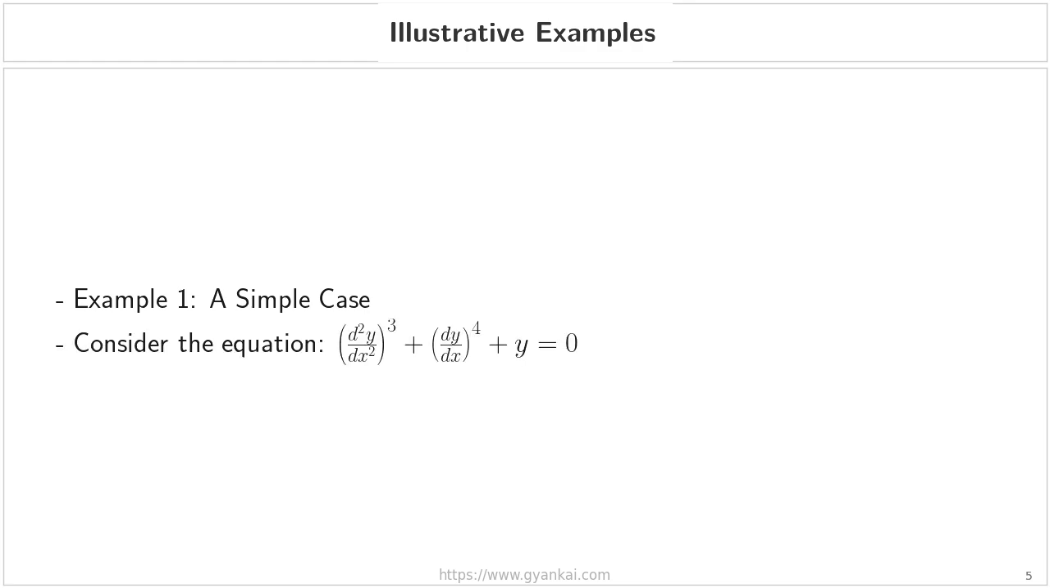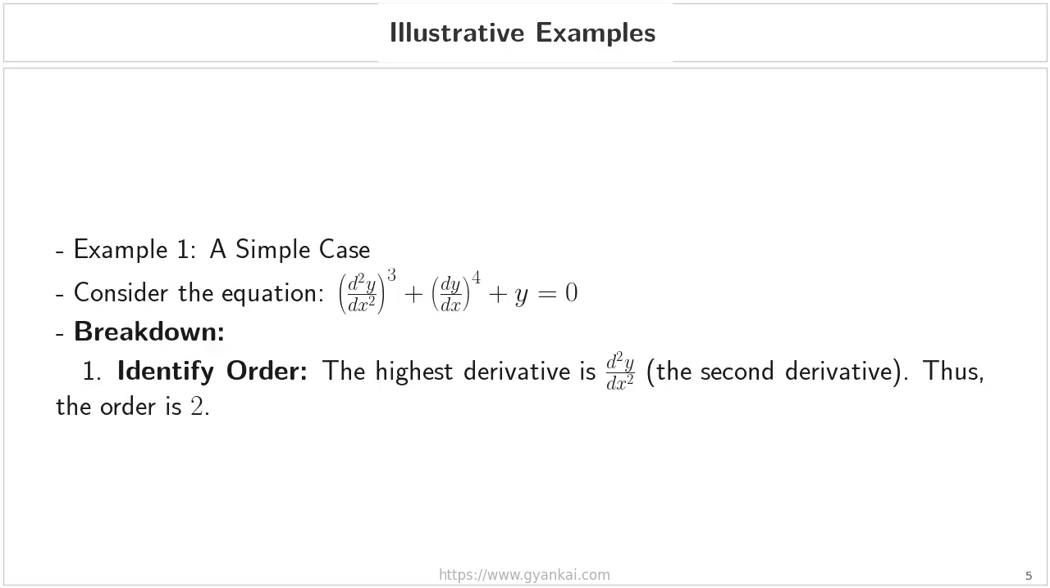Take a look at this equation. The second derivative of y with respect to x, all raised to the power of 3, plus the first derivative of y with respect to x, raised to the power of 4, plus y equals 0. To solve this, we'll follow the three-step guide we just discussed.